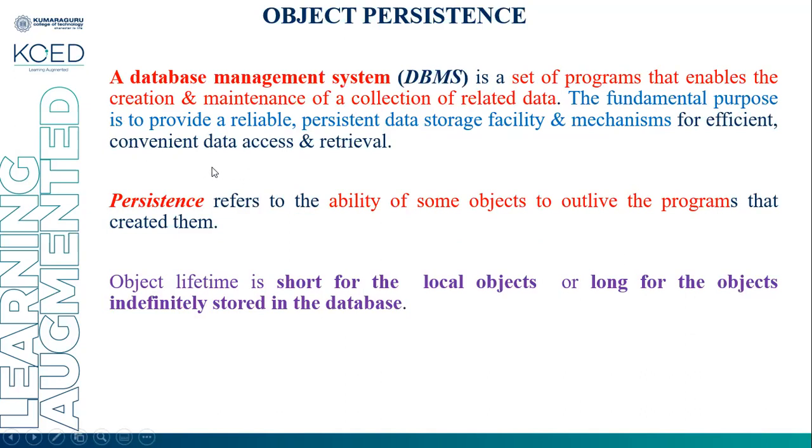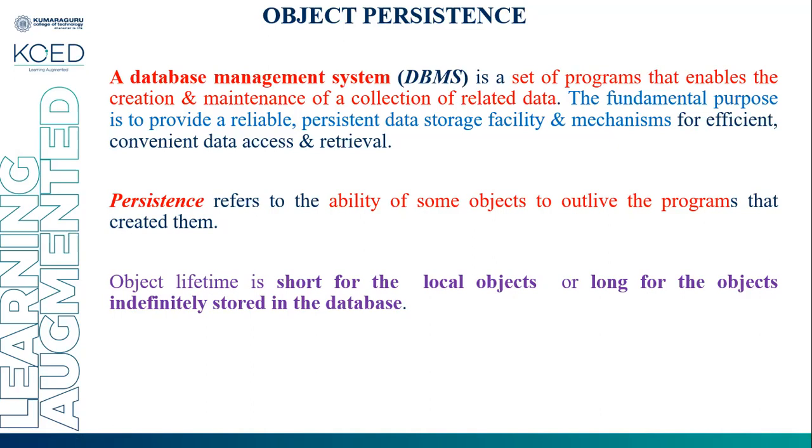What is persistence? Persistence refers to the ability of some objects to outlive the programs that created them. When an object has the ability to outlive the program which created it, that is known as persistence. That means the object is living beyond its lifetime. So how to create this persistence is the main question, and when the object will be persistent. These questions should be properly addressed.